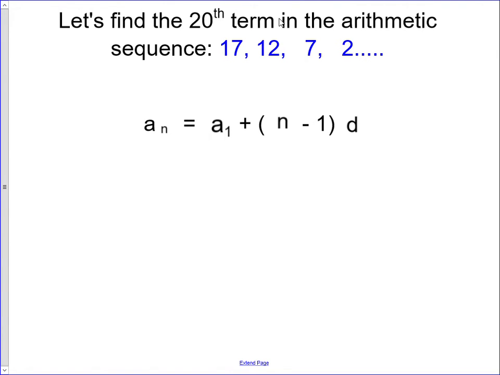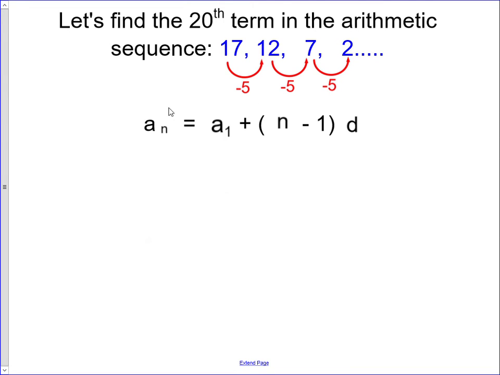In this example, we're going to find the 20th term in the sequence 17, 12, 7, 2. We need to find the common difference first. From 17 to 12, it's going down by 5. From 12 to 7, it's going down by 5. And from 7 to 2, it's going down by 5. So our common difference is negative 5.